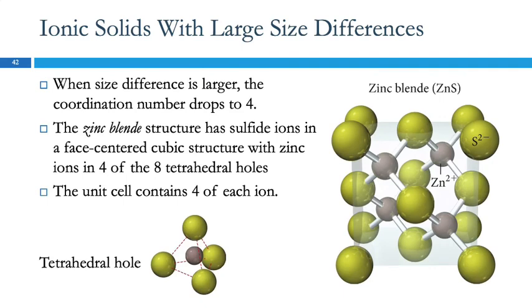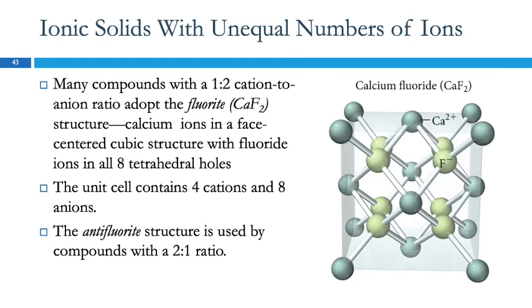So if I were asked about this one, okay, it's face-centered with sulfide ions. That means there are 4 sulfide ions, right? In this structure, zinc sulfide, how many zinc ions would there have to be? There would have to be 4. Looking at this, it's kind of hard to tell, are those actually inside the cell or on the edges? That's just if you have different sizes.